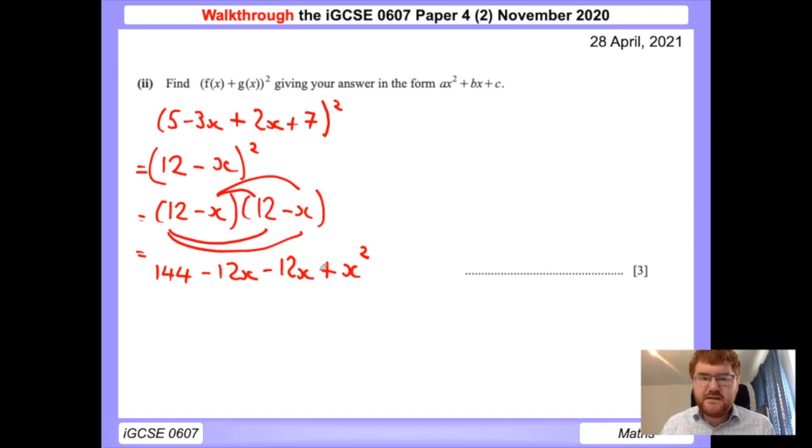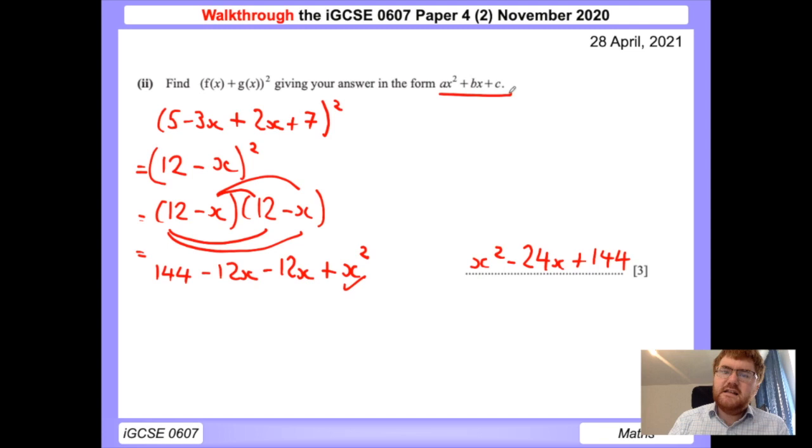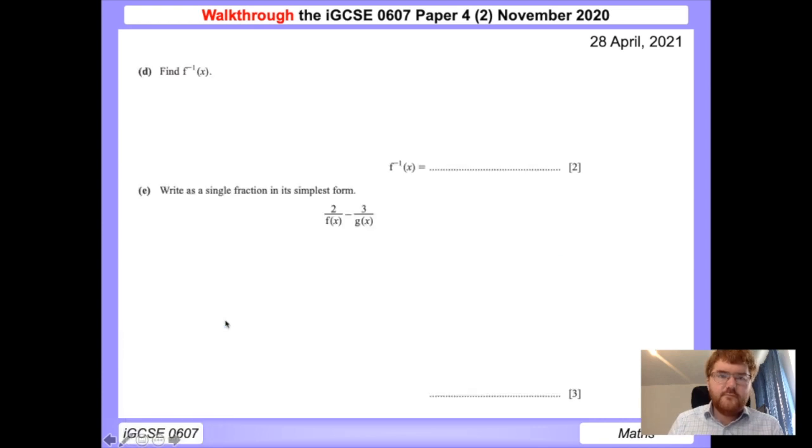And if we collect up the terms, we've got an x squared. That's all good. Minus 12x minus 12x is equal to minus 24x. And then we've got a plus 144 at the end. And we've written it in the correct order. So x squared stuff first, then we've got the minus 24x, then the plus 144. Okay, and the function question keeps on going.